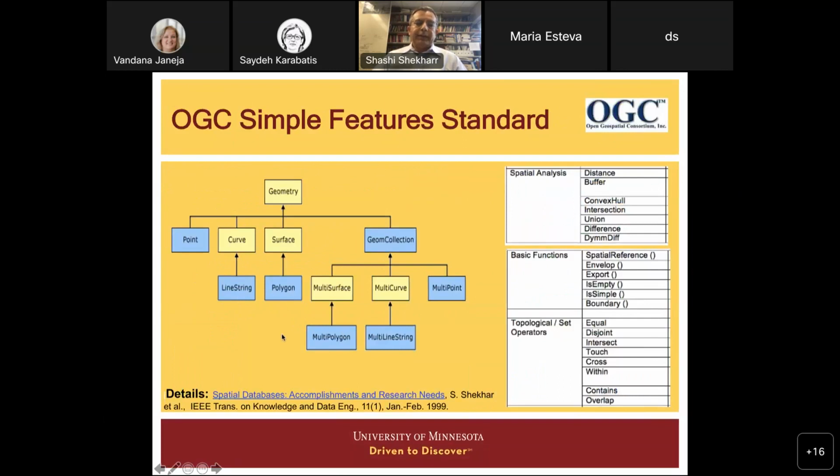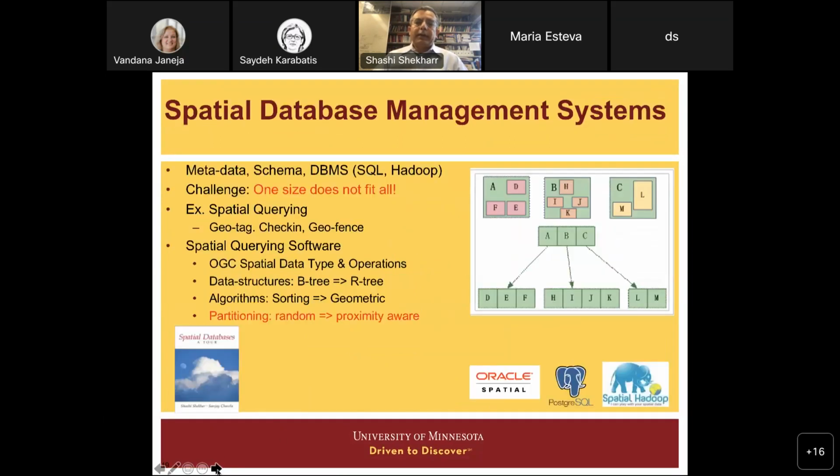And these have been implemented as a library in many software. It also has a set of functions, simple things like distance, but you also have buffer in the sense of geographic buffer, some topological operations and so on. And this has been implemented, as I mentioned, in many software. And not only the library is implemented, there is also data structures like R-tree.